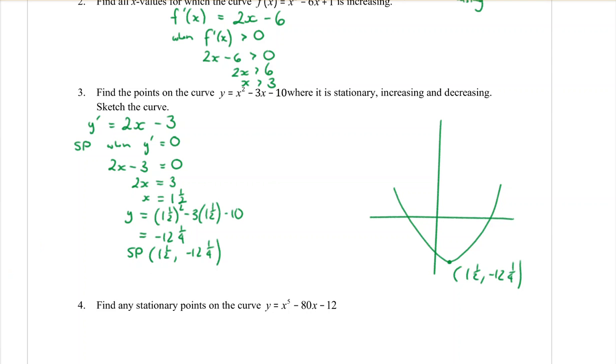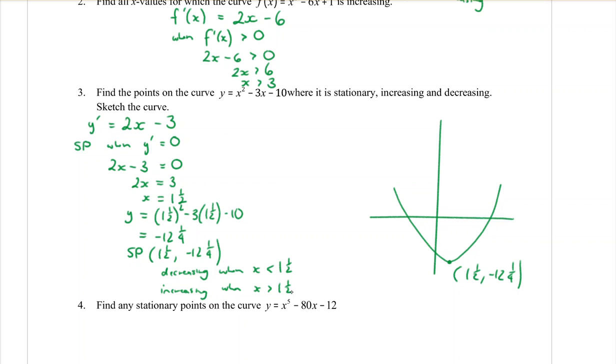Okay, so I'm going to say decreasing when x is less than 1.5. And then when I go to the other side, it's going to be increasing. So increasing when x is greater than 1.5. So I've already got most of my sketch there. I put the turning point on there.